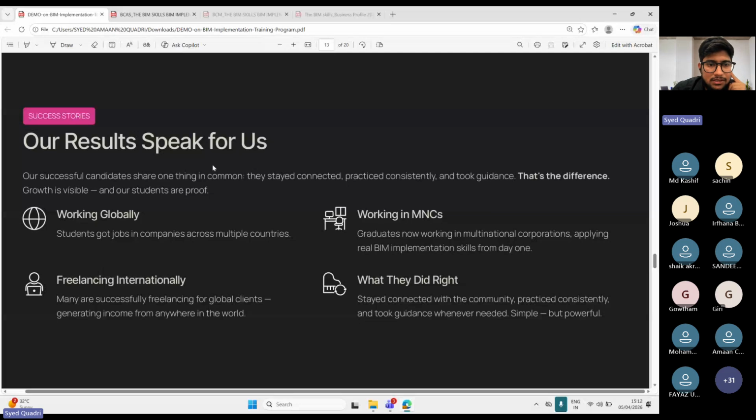So our results speak for us. There are many successful candidates. They have one thing in common. They stay connected, practice consistently, and take the guidance. There are some candidates who will not take the guidance. They will not be connected. So we don't want you to stay away. We want you to be connected.